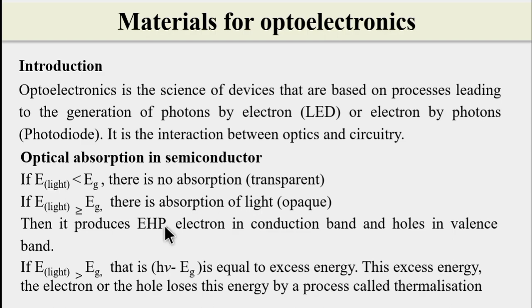If the energy of light is greater than the band gap energy of the semiconductor, there is an energy difference. This energy difference is equal to some excess energy. And this excess energy can be released by either the electron or the hole. It loses this energy by a process called thermalization, either as heat or it can release energy in the form of phonons.